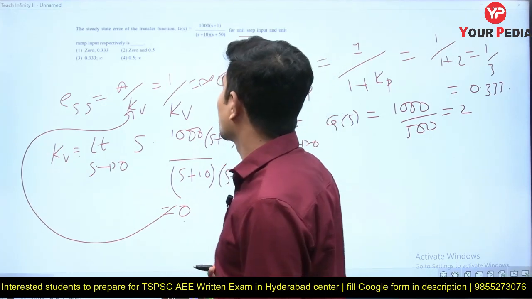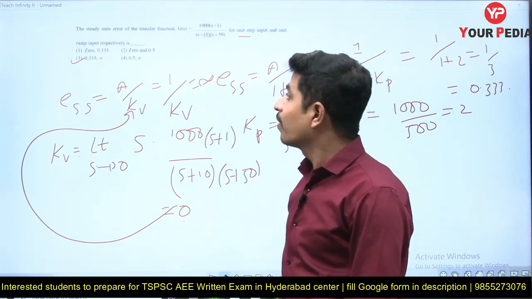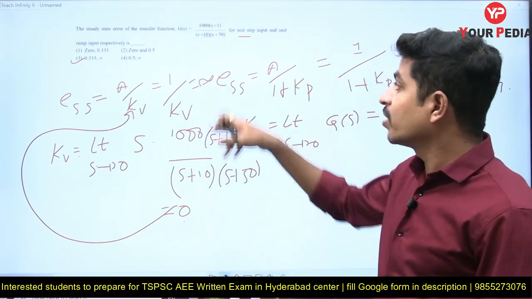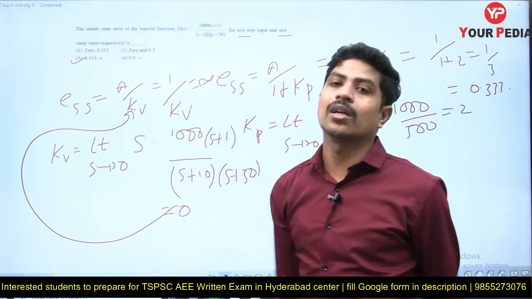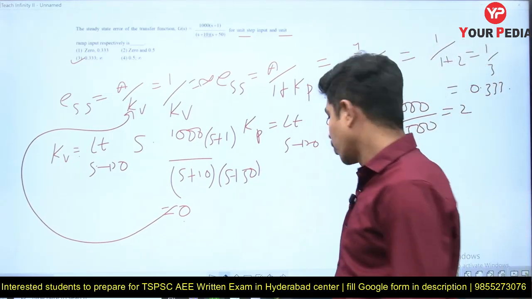So answer is 0.33 comma infinity, option 3. Some people in a hurry will click for 0.33, they will get the wrong answer. Okay, see, option 3 is correct. For unit step and unit ramp respectively asked. So first you have to calculate step, how much it is, 0.33, and for ramp it is infinity directly.